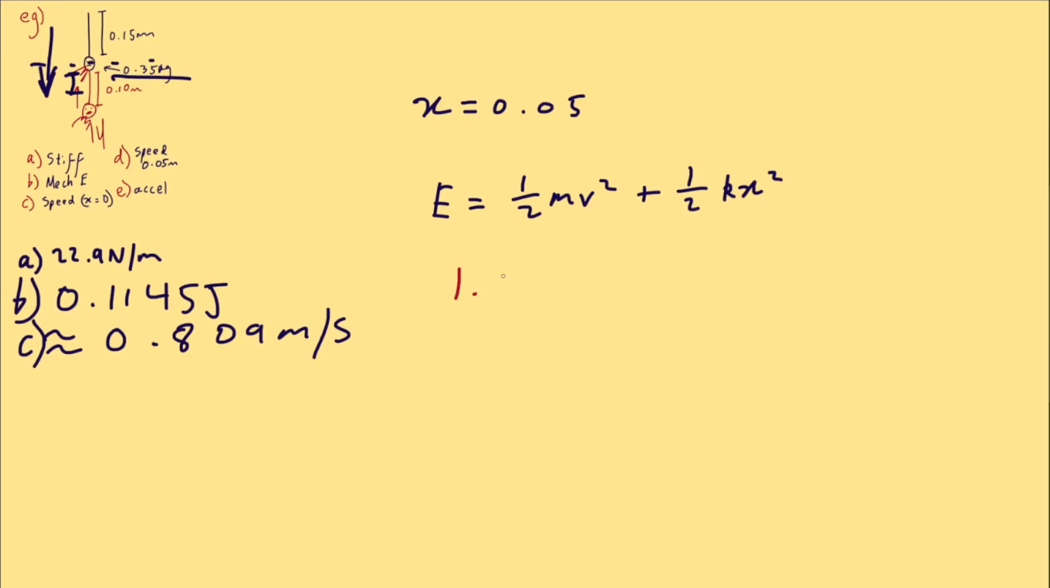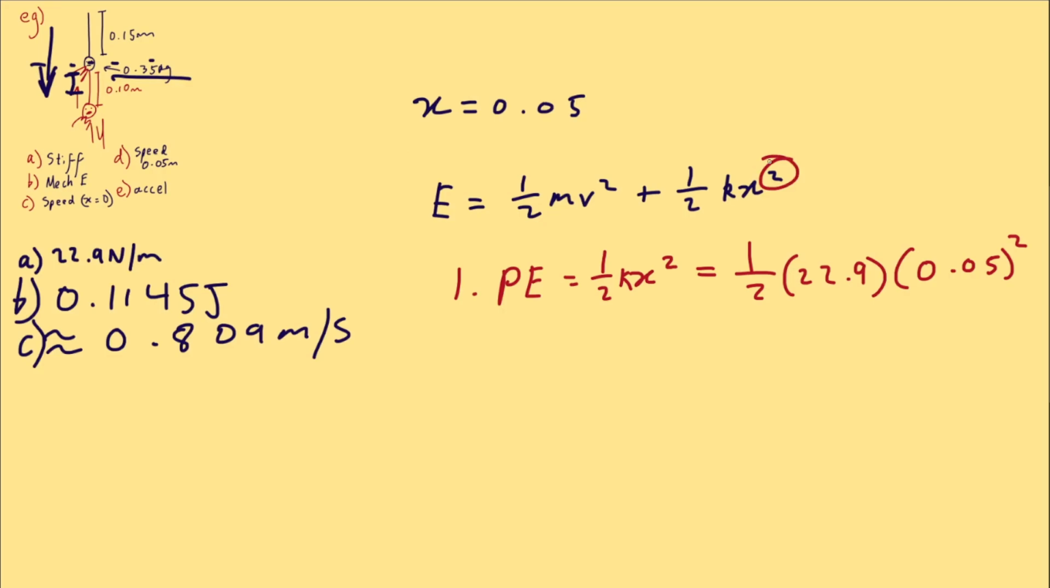The potential energy at this point is given by 1/2 kx squared. We know k is 22.9 from our first question. And the displacement is 0.05 squared. Don't forget that squared. Gives us 0.0286 joules.